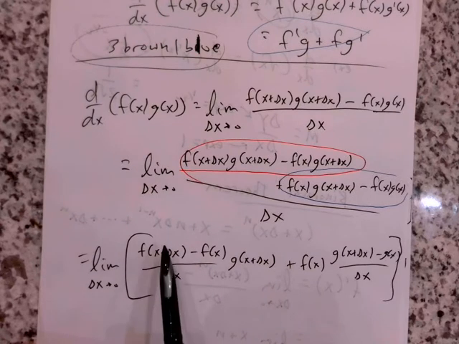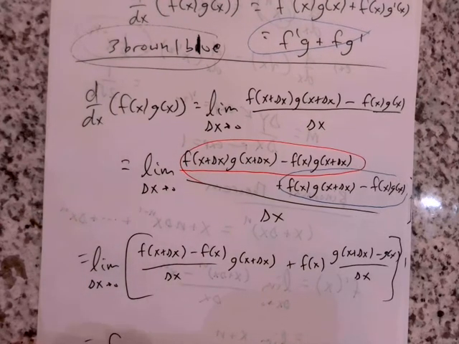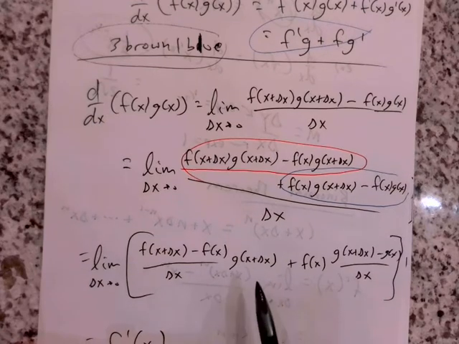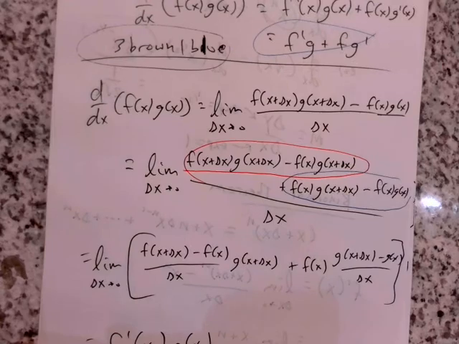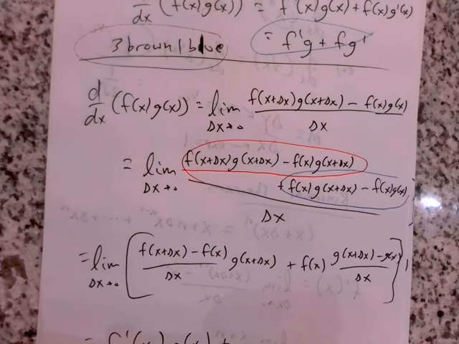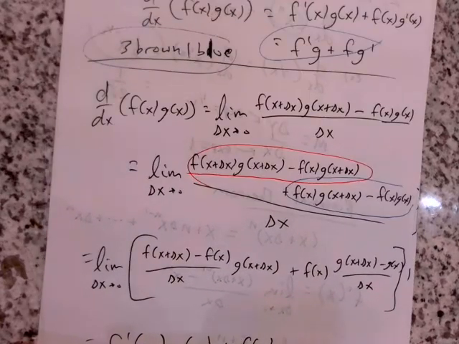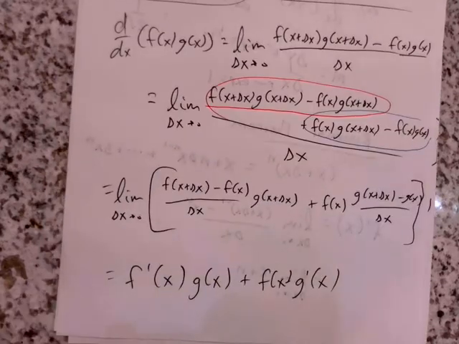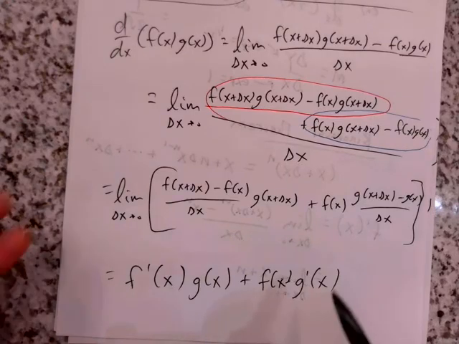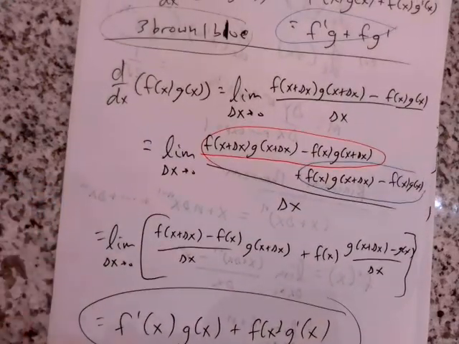This limit is f prime. As delta x goes to 0, this just goes to g of x, plus f of x just stays f of x, since when delta x goes to 0, this is unaffected. And this quotient is, of course, g prime. The change in g over the change in x as delta x approaches 0. And so that is the proof of the product rule. Just a clever rearrangement of your terms.